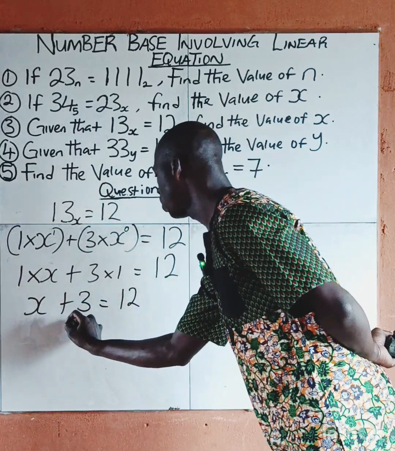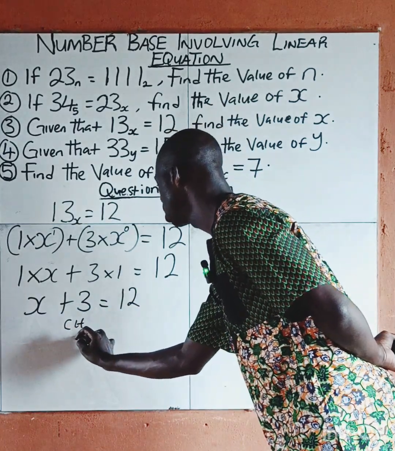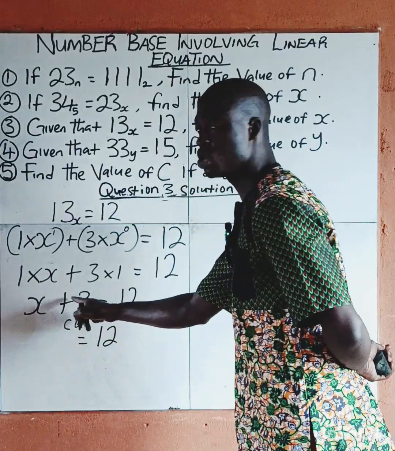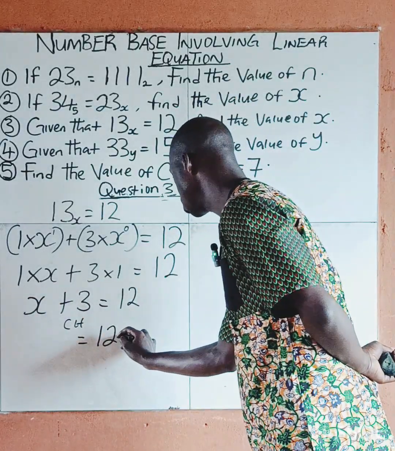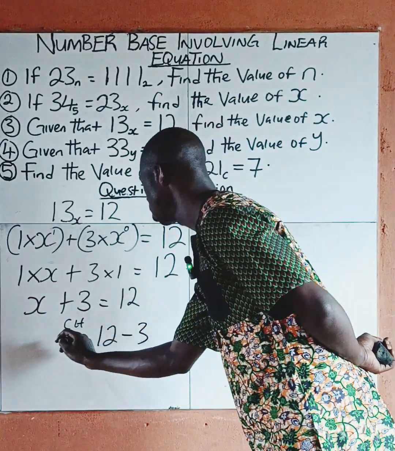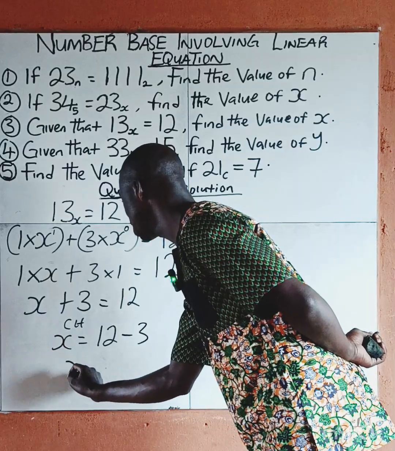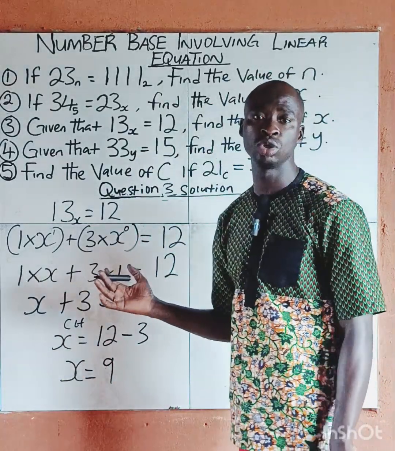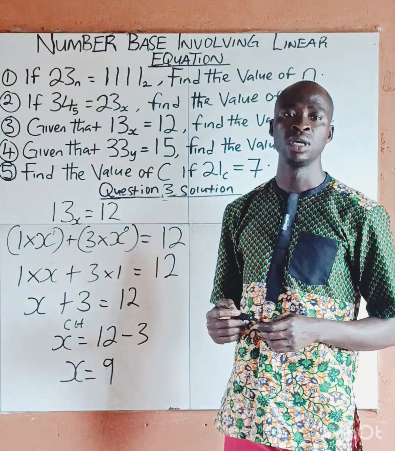At the end of the day, I'm going to collect like terms, CLT, and that will be 12. This plus 3 will go to the right hand side. It becomes a negative 3. At the end of the day, your final answer becomes x equal to 9. And this is the solution to question number 3.